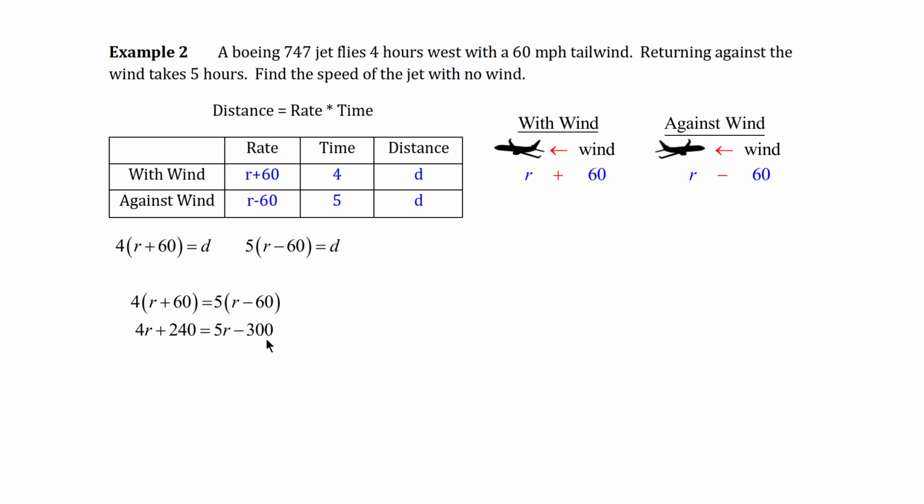From here we can do two steps at once. I'm going to get rid of the 4r by subtracting it from both sides, and I'll get rid of the minus 300 by adding it to both sides. Simplifying the left-hand side, 4r minus 4r cancels out, and 240 plus 300 is 540. On the right-hand side, 5r minus 4r is r, and minus 300 plus 300 cancels out. The result is 540 equals r. So this tells us that the speed of the jet with no wind is 540 miles per hour.